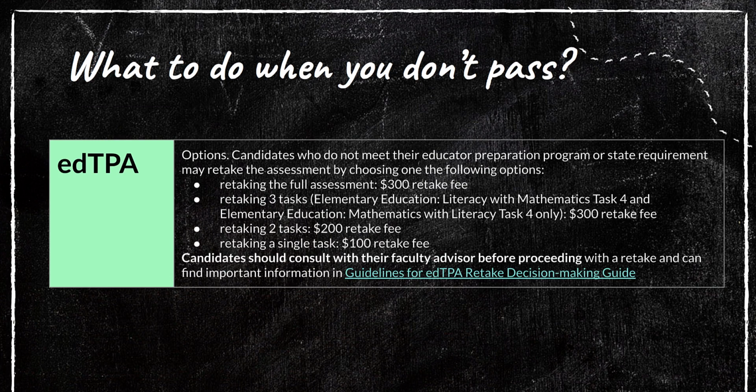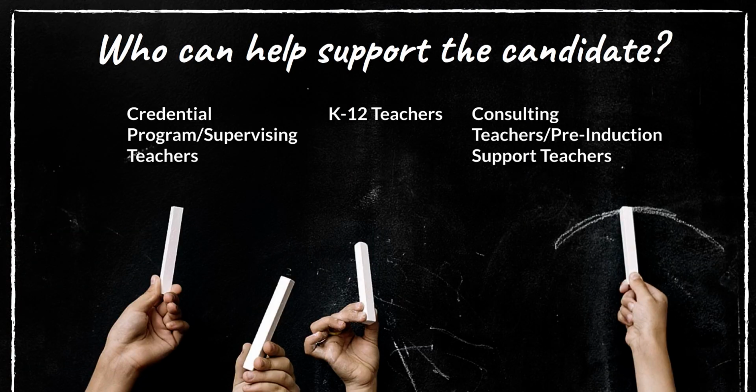So for the EdTPA, although the 3 tasks are submitted at the same time, the candidate may only need to retake one of the 3 tasks. Candidates should consult with their faculty advisor before proceeding with a retake and can find important information in the guidelines for EdTPA Retake Decision-Making Guide. So who can help support the candidate? Credentials, the candidate's program, supervising teachers, K-12 partners, and consulting teachers and pre-induction support teachers such as mentors.